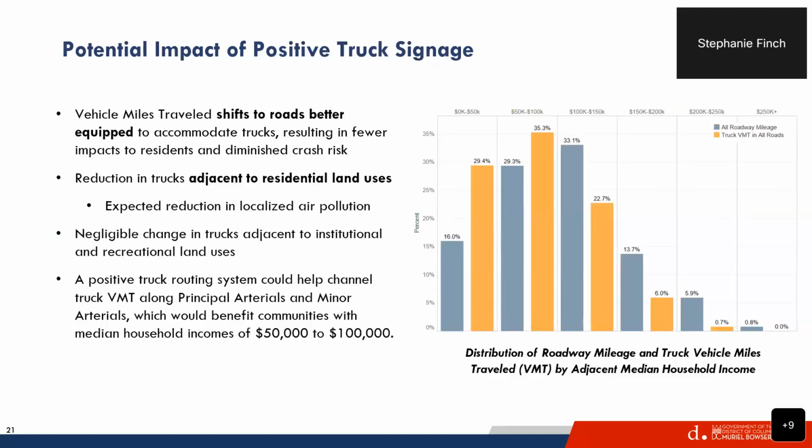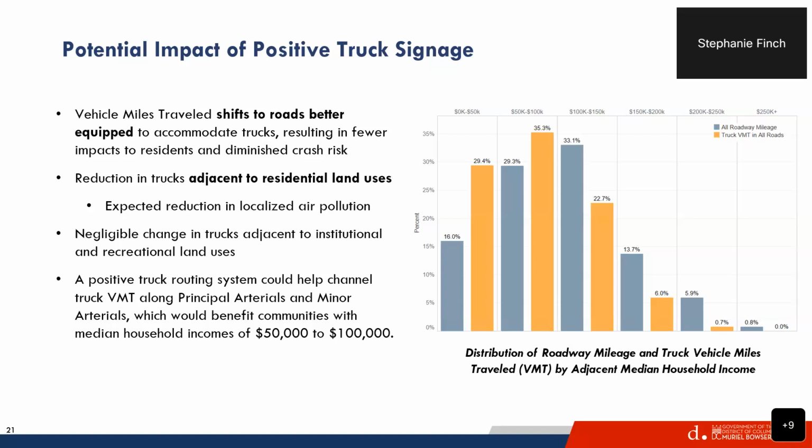So the analysis also highlighted some potential impacts of positive truck signage, that is, again, signing the designated through routes. We would estimate that truck travel would shift to roads better equipped to accommodate trucks, wider roads, not local streets, arterial roads. We would estimate that there would be a reduction in trucks adjacent to residential land uses. So we would estimate that a positively signed truck network would take trucks out of residential neighborhoods with an attendant reduction in localized air pollution. We think there would be a negligible change to trucks adjacent to institutional and recreational land uses.